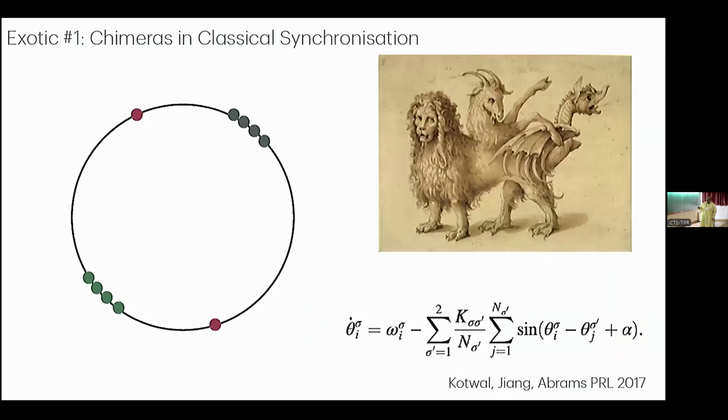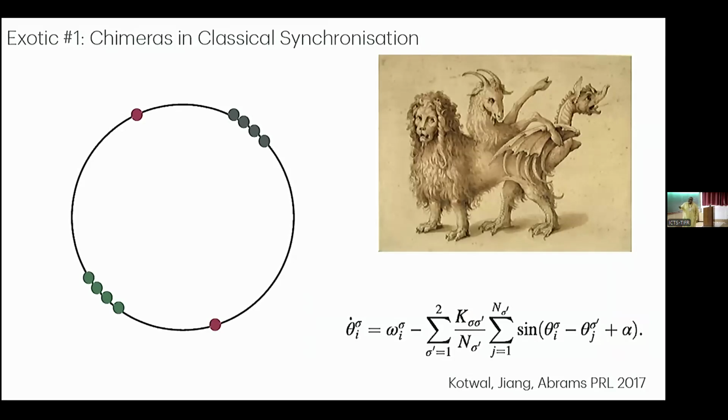One is chimeras, which in classical synchronization comes out of this kind of picture in Greek mythology. But to us, they're basically just the coexistence of various synchronous subregions, and they're emergent phases with some non-synchronous bits thrown in there.